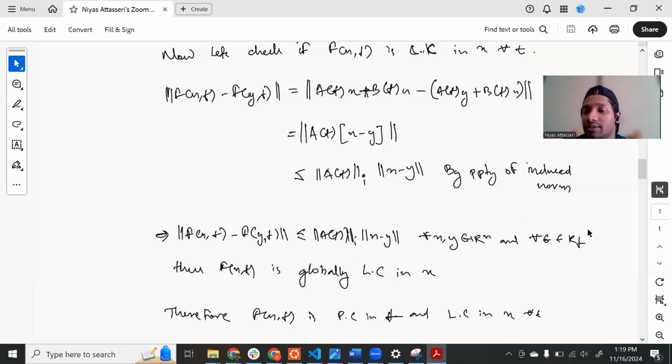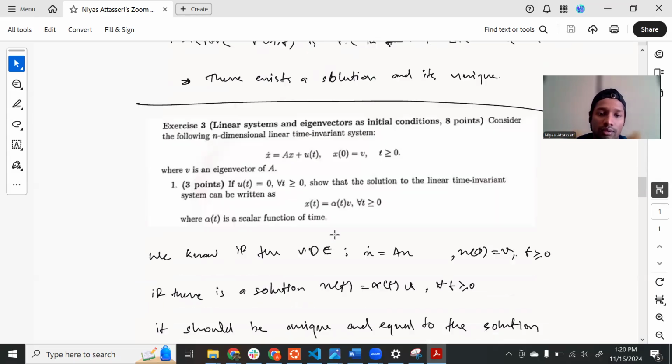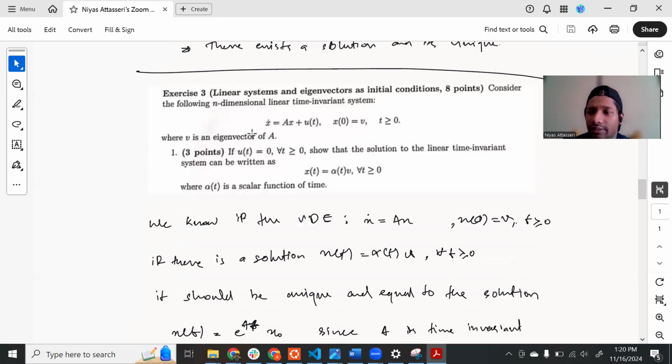And do we have any constraints on t? No, we don't have any constraints on t. We don't have any constraints on x either, which means it is globally Lipschitz continuous in x. Therefore, the vector differential equation is piecewise continuous in t as well as Lipschitz continuous in x for every t, which implies there exists a solution and the solution is unique. Okay, that was a little tricky, but let's go into the third one.